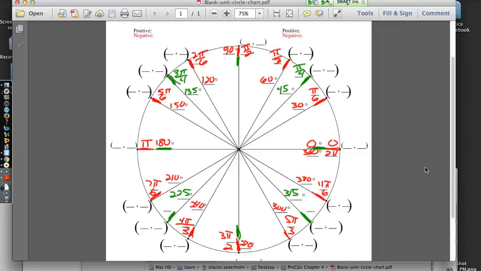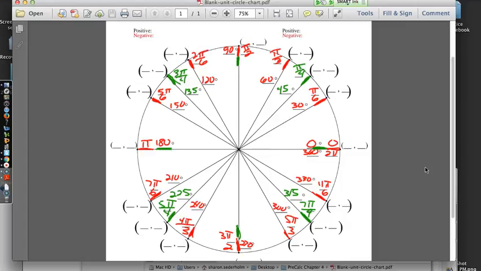5 pi over 4, can't reduce it. 6 pi over 4 reduces to 3/2. 7 pi over 4, and then we're at 8 pi over 4, which is 2 pi. So we have all of that generated on there. Well, now we look at all those points and go, oh my gosh, we have to do all of that? Well, not really. Let's see what we need to do.